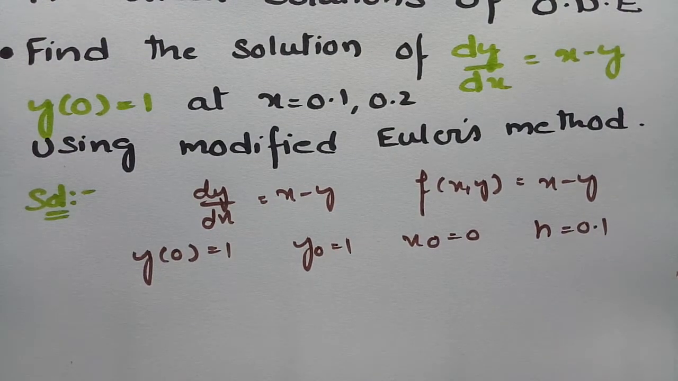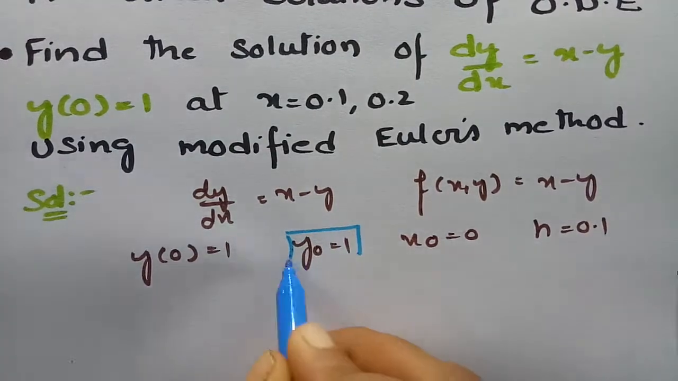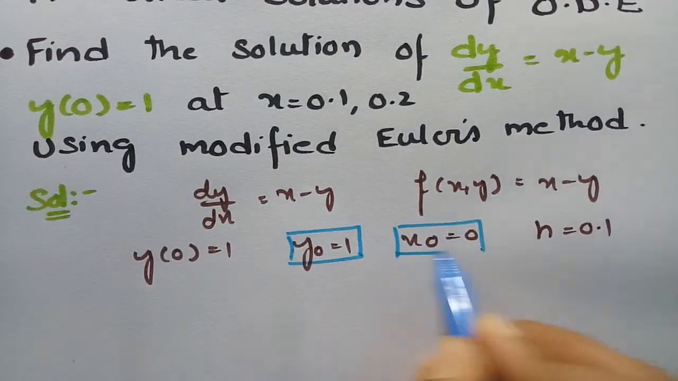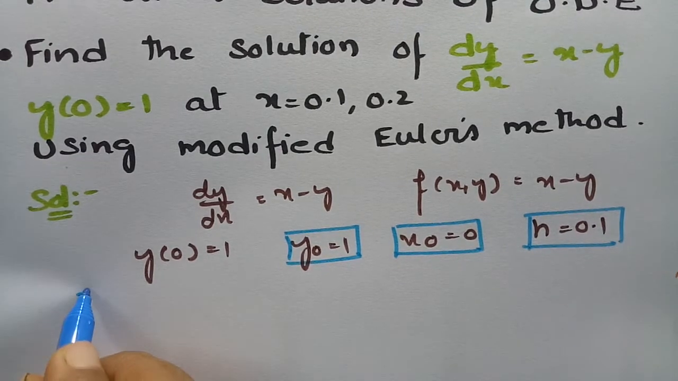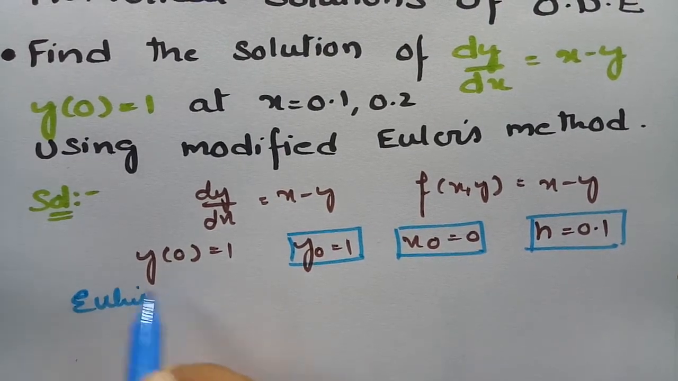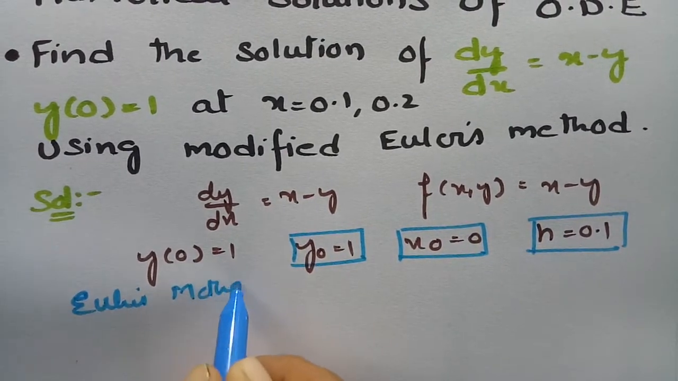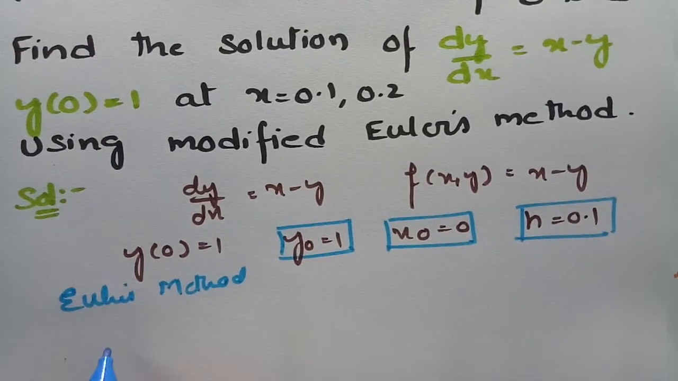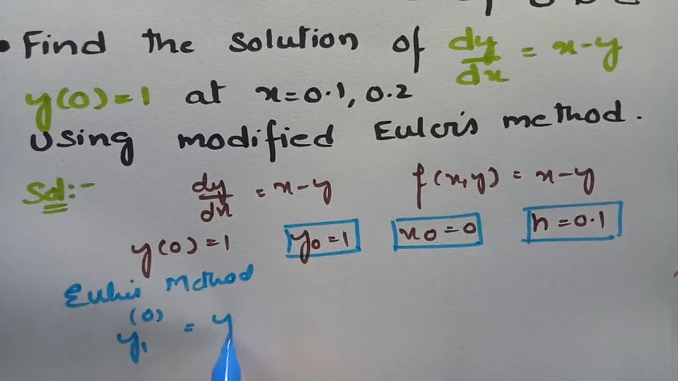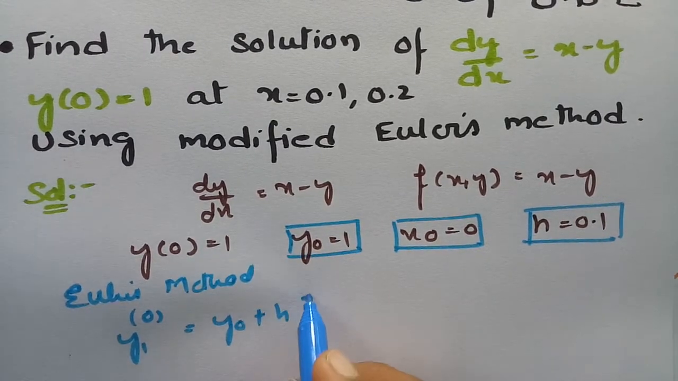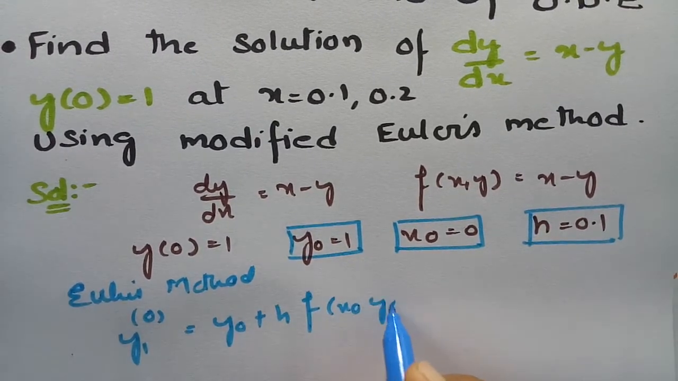So all the values are ready here, and we have to use modified Euler's method. For that, first we have to use Euler's method. We'll use the Euler's method in order to find the value y1 at 0, which is equal to y naught plus h times f of x naught, y naught.